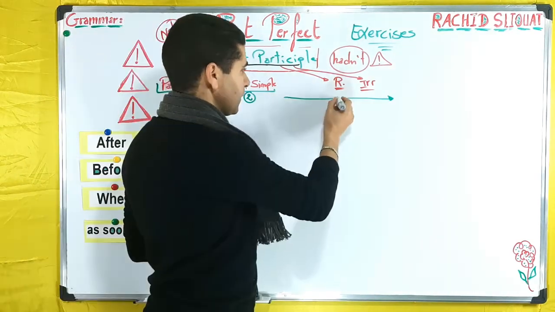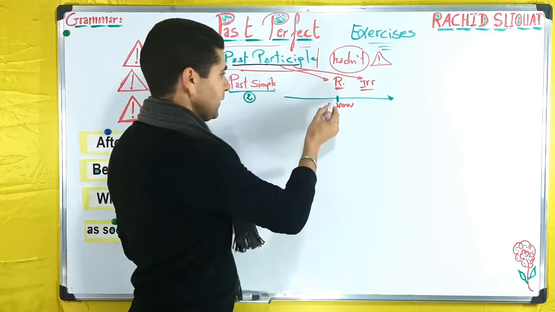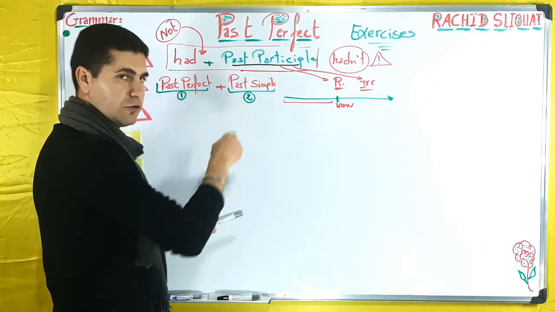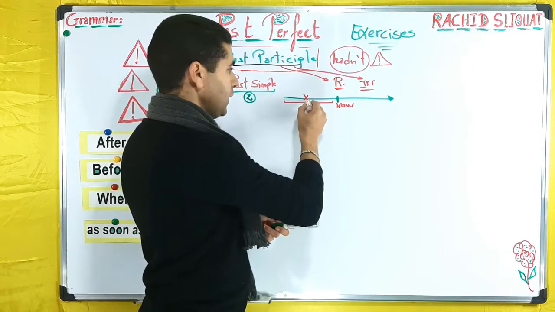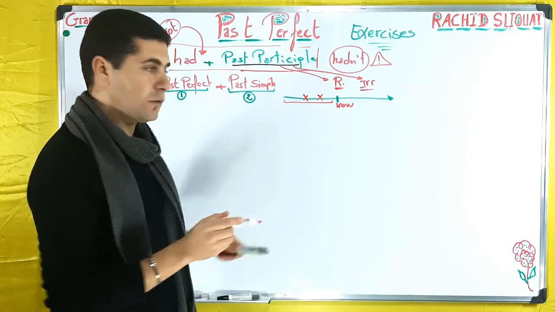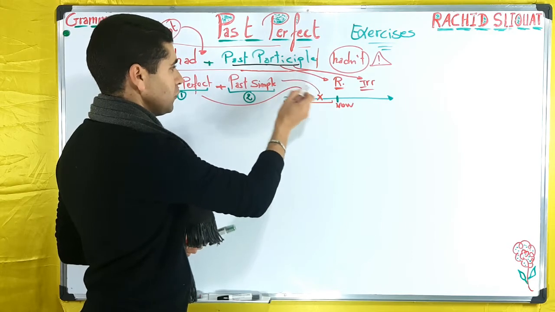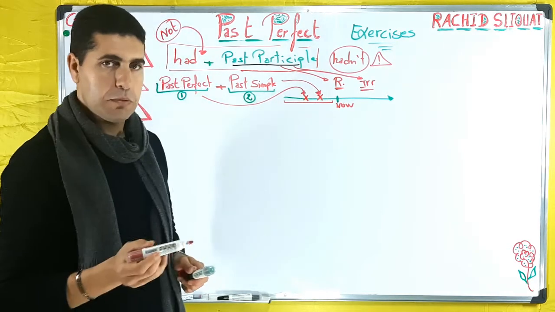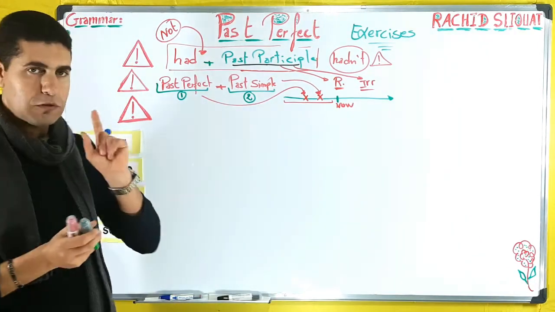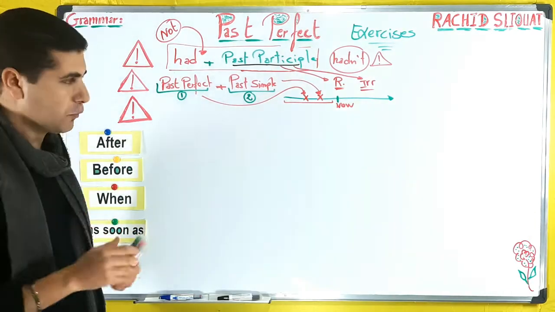For example, this is now, this is the present, and this is the past. As you can see, we will have two actions, action number one and action number two. Action number one is always used with the past perfect, and action number two we use with the past simple. This is something that we are going to see in examples later. So number two: past perfect is always with the past simple. This is something very important to remember.